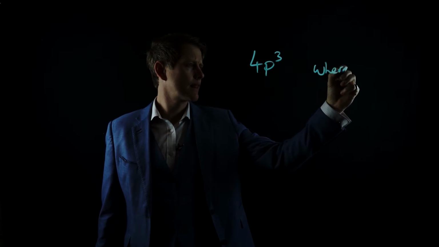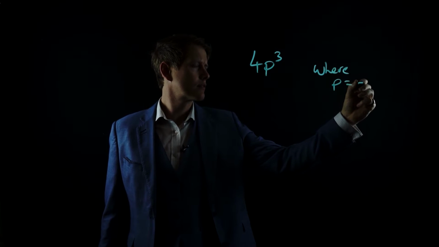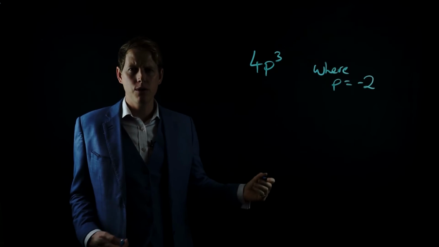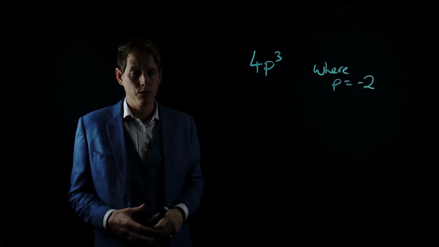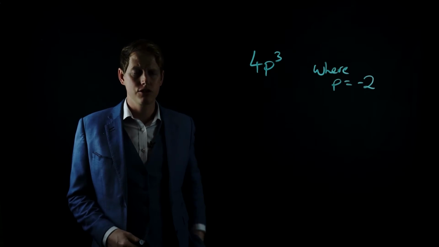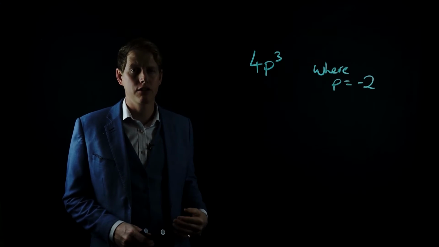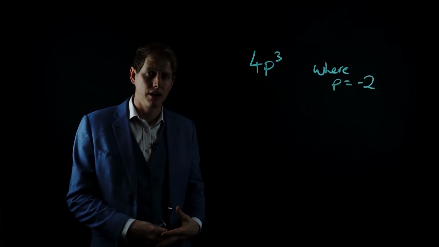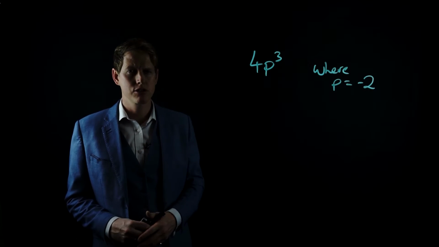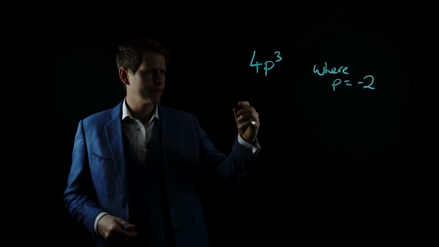Okay, well, there's just one more question that I'd like to do. And I think this one I'm going to do on the board. So what happens if I'm asked to do 4p cubed where p is negative 2? Okay, how do we go about doing this question? Well, we're always going to show our substitution. In many maths tests, you get a mark for that. So regardless of whether you get the answer right, you would get a mark for showing your substitution. So always do that.